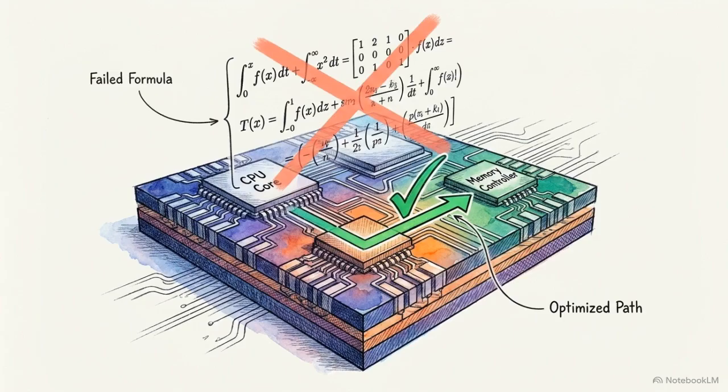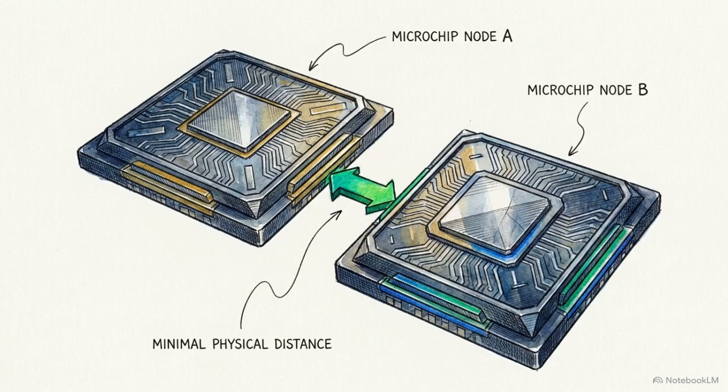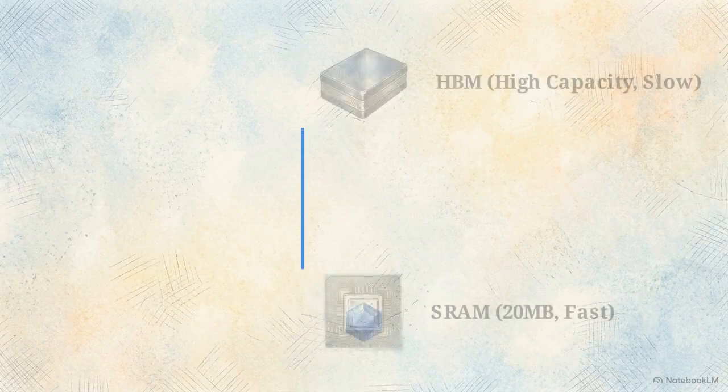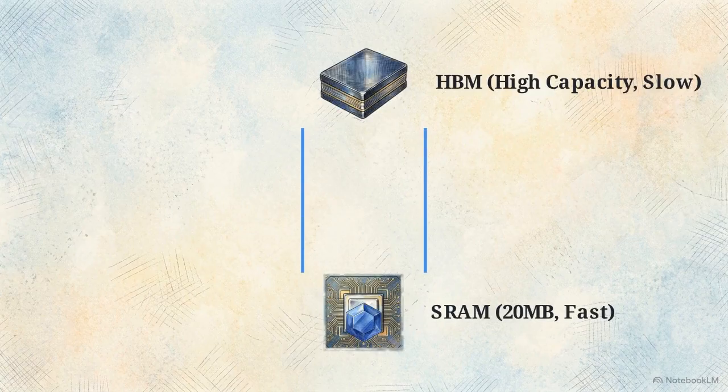To make a model run efficiently on this architecture, the primary objective is no longer reducing the total number of calculations. The objective is minimizing the physical distance data has to travel. Standard exact attention fails the I/O complexity test almost immediately.